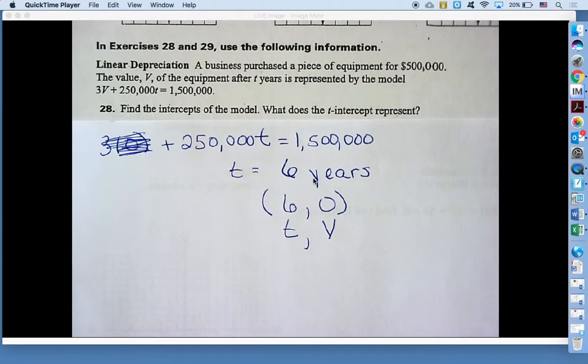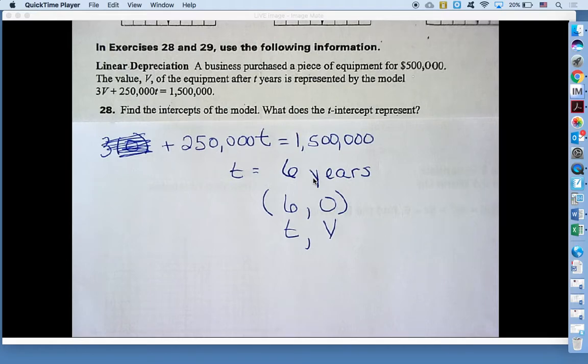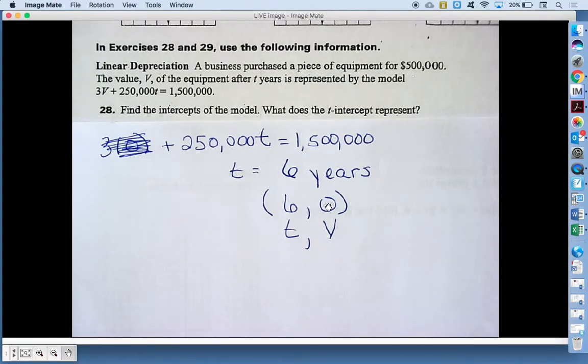This represents the number of years that pass. After 6 years, how much is my equipment worth? Nothing. That's what the 0 stands for. So the value isn't worth a thing after 6 years.